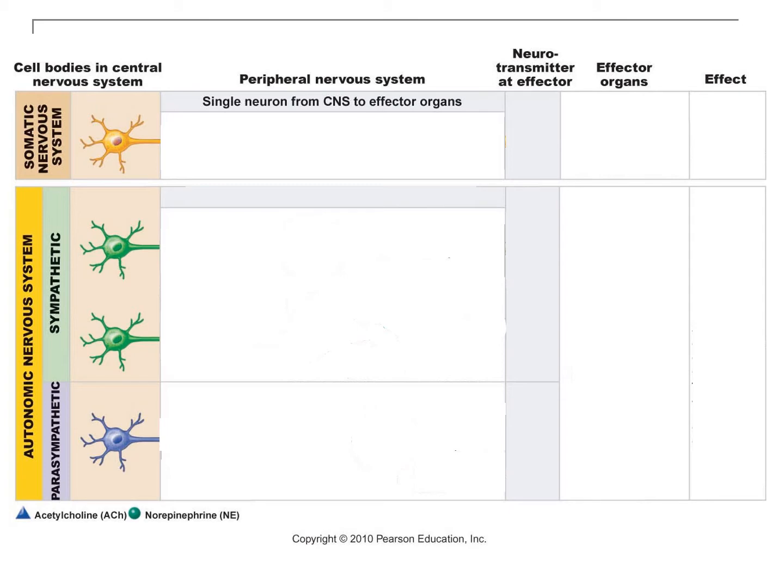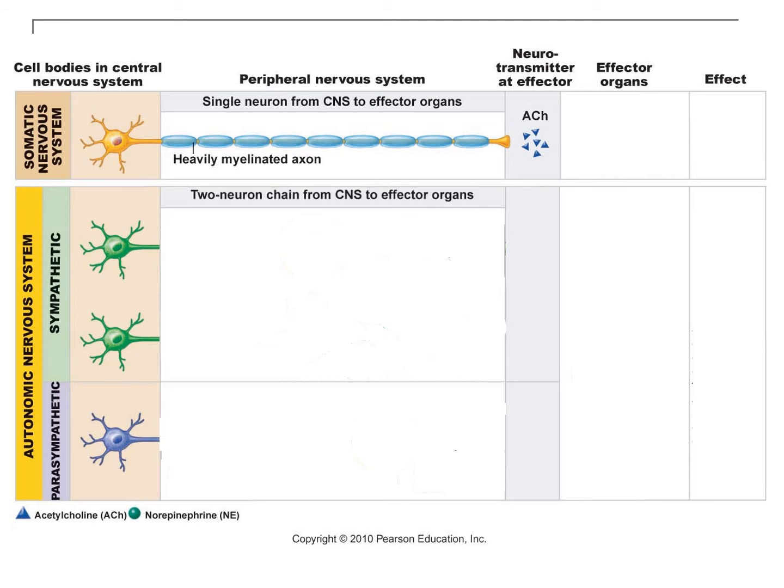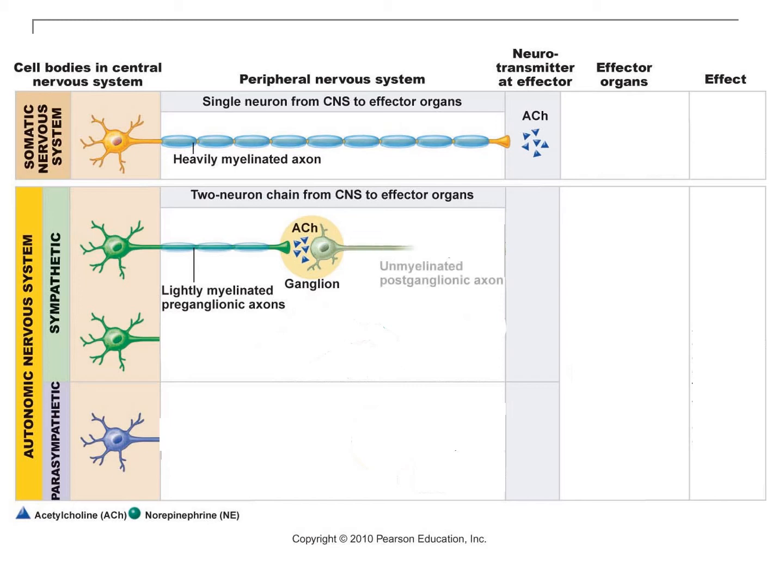Looking at the somatic nervous system, it has a single neuron from the central nervous system to effector organs. So this is going to be one heavily myelinated axon that releases acetylcholine at the site of its effector. Now, the autonomic nervous system, whether you're sympathetic or parasympathetic, you're going to have a two neuron chain from the central nervous system to effector organs. Now, there is one exception, which we'll see in just a minute. So you'll have lightly myelinated preganglionic axons that lead to a ganglion.